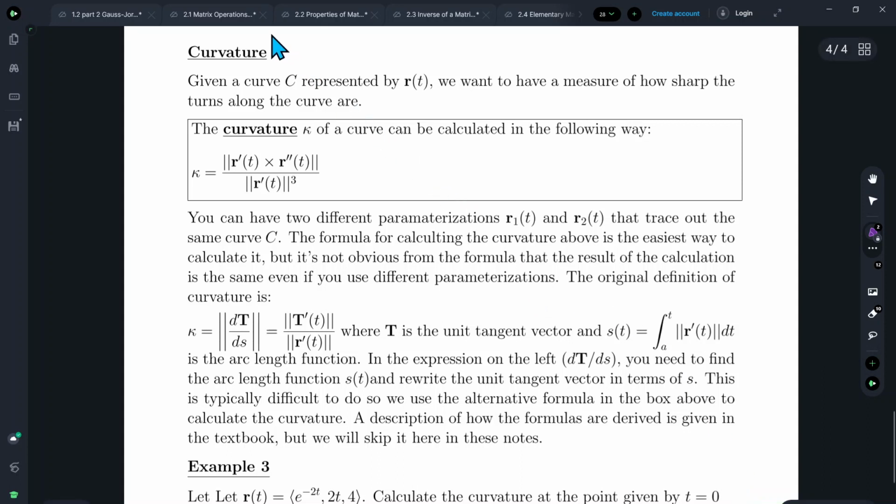Okay, so continuing on to the last topic of this section, we now discuss the curvature. Given some curve represented by a vector valued function, we want to have a measure of how sharp the turns along the curve are.